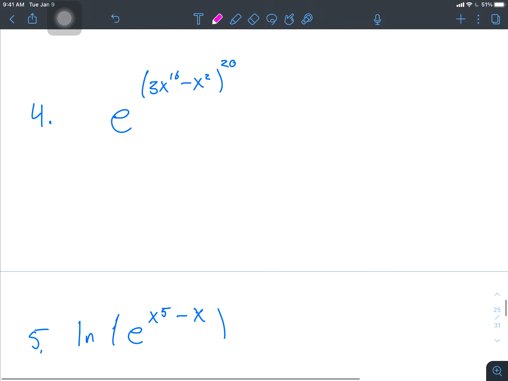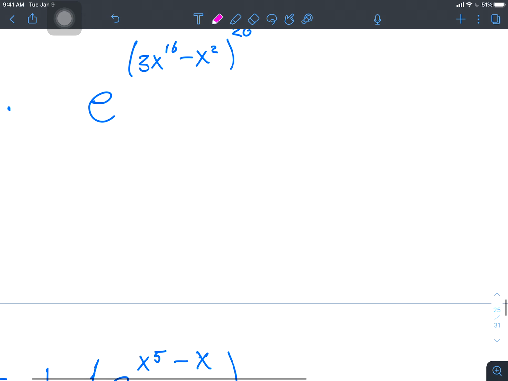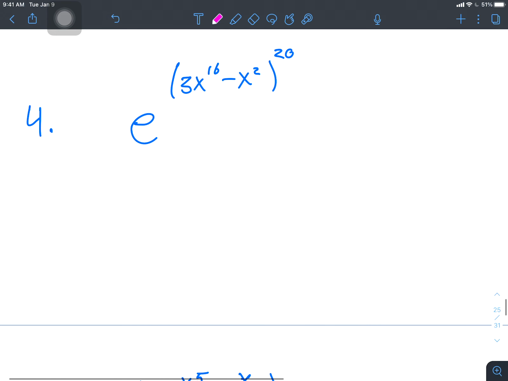All right, let's do another example. Uh-oh. What's scary about this one? Three functions. Function inside of functions inside of functions.